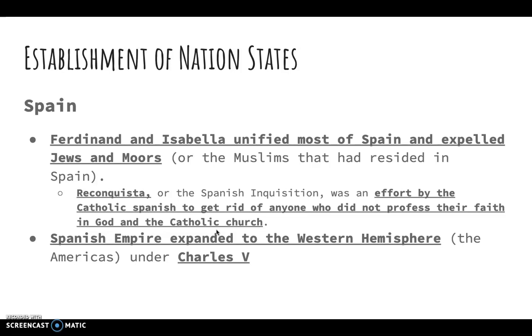Now, the Spanish Empire overall does expand to the Western Hemisphere, which we'll talk about with Latin America, the Incas, Aztecs, and Mayans under Charles V.